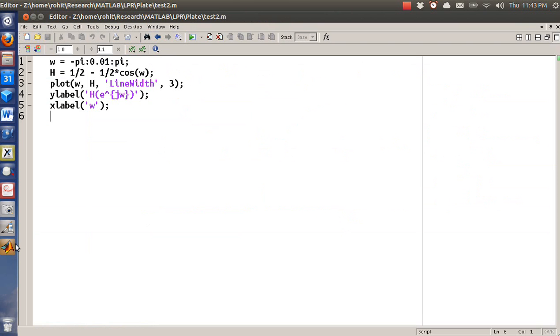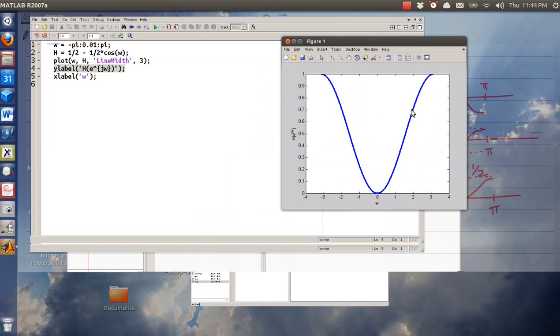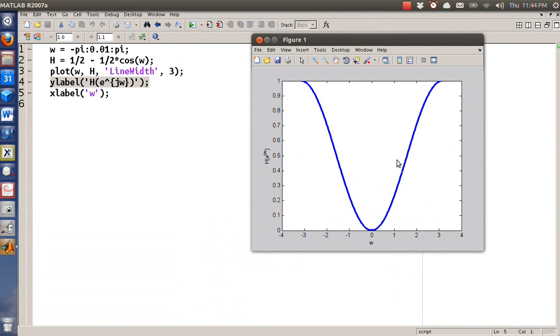We can test it out in MATLAB. Define omega between minus pi to pi with an increment of 0.01. H is half minus half cosine omega. You make a plot, you label the axis, and we get this, where 3.14 is pi.